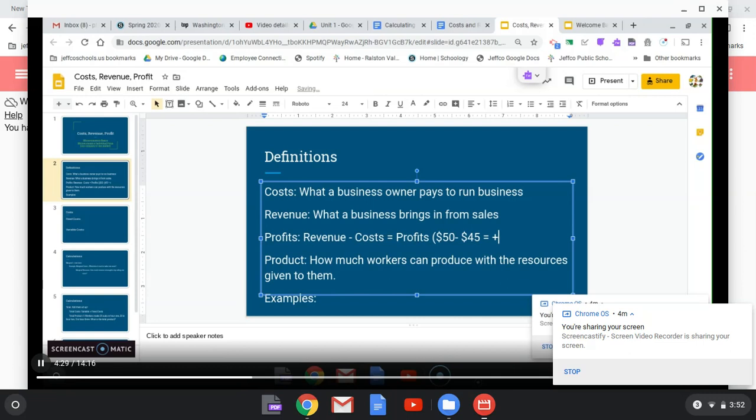There you go, $5. So that's how I calculate profit. Now, sometimes it can be a loss. Let's say my cost was actually $55. Well, in that case, I would have a loss, or a minus $5. Understand? It's the same thing with the government.